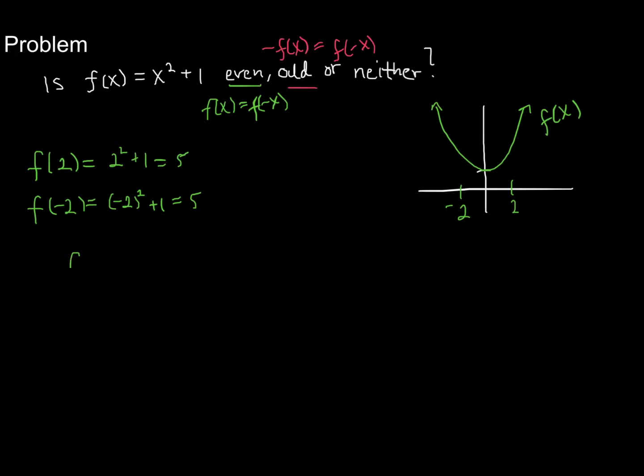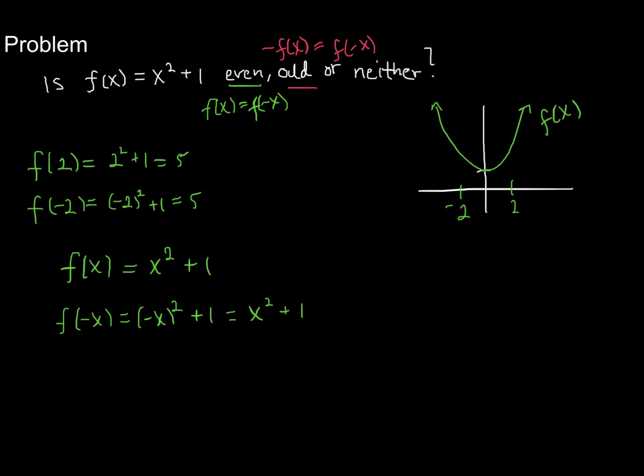So what's f of x? Well, f of x is pretty simple, right? I plug x in, I get x squared plus 1. Okay, what's f of negative x? Well, we have to plug in negative x here. So we have negative x squared plus 1. Okay, well, what's negative x times negative x? A negative times a negative is always a positive, so that's just going to be x squared. So I can simplify this to just be x squared plus 1.